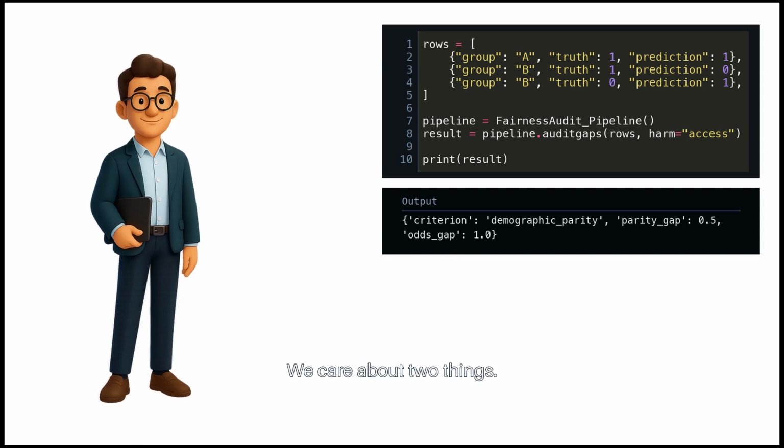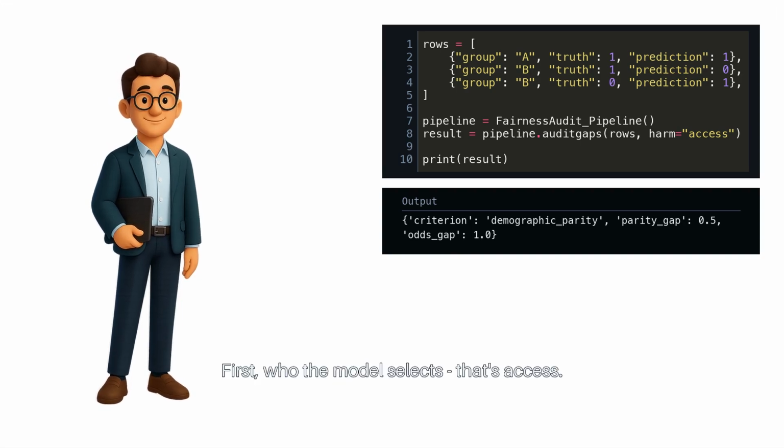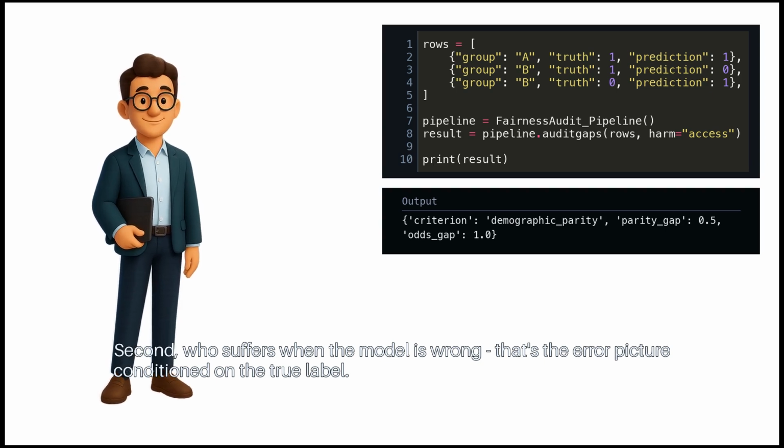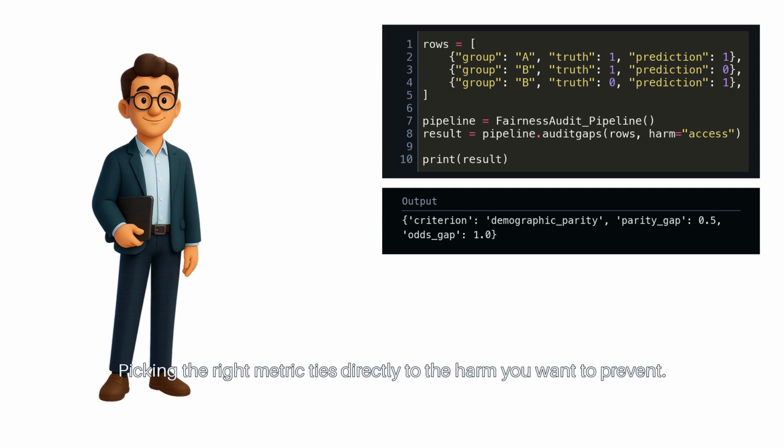We care about two things. First, who the model selects, that's access. Second, who suffers when the model is wrong? That's the error picture conditioned on the true label. Picking the right metric ties directly to the harm you want to prevent.